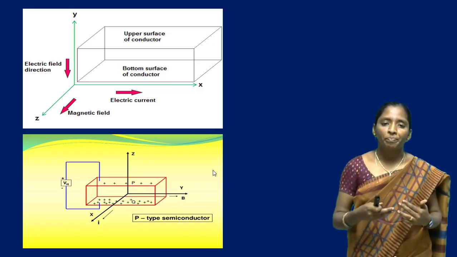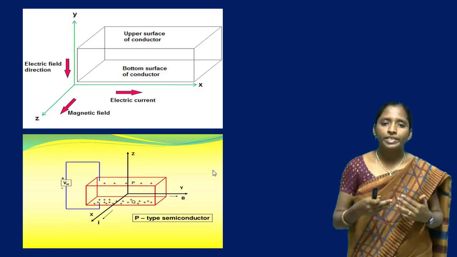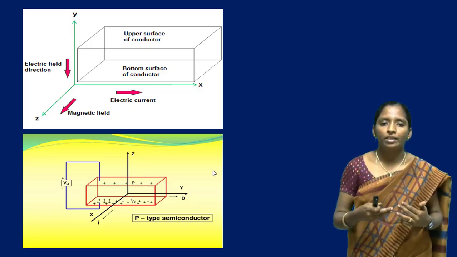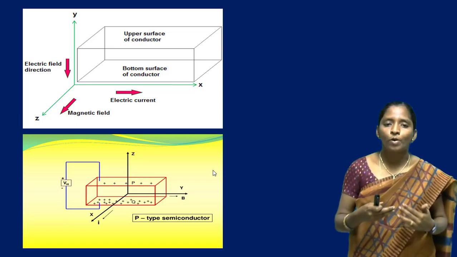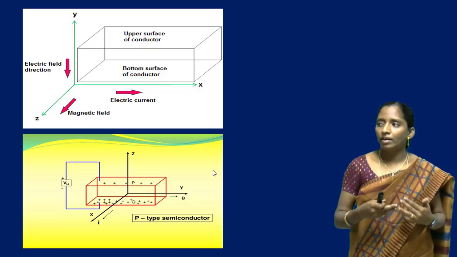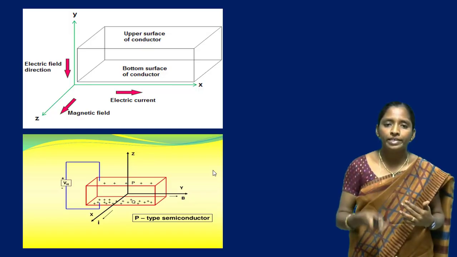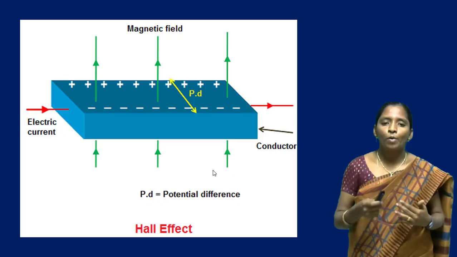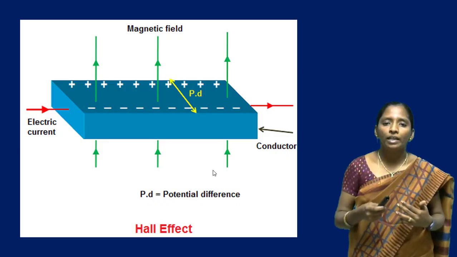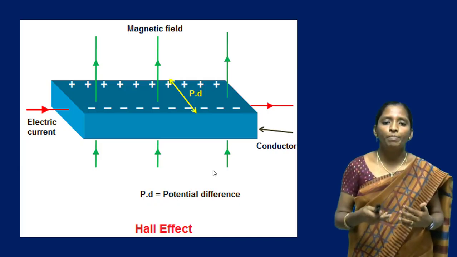Due to this, a Hall voltage is developed. That Hall voltage is a positive Hall voltage. That is, there is a voltage drop across the current carrying conductor. That voltage is positive, because at the bottom surface there is positive charge. So depending on the developed Hall voltage, we can say it is p-type or n-type.